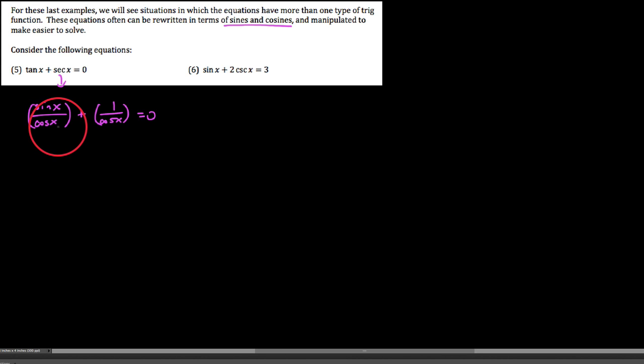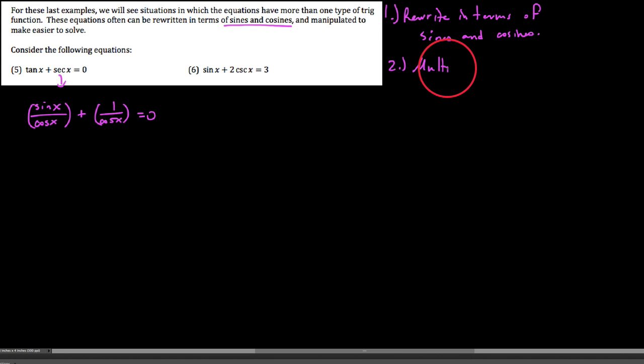And this is something that we can do because there is no way that this cosine of x in the denominator in either of these fractions is going to cause this overall value to be 0. So we can actually lose the cosine of x completely. So our method is going to be this. We're going to rewrite in terms of sines and cosines and then multiply by the least common denominator. So we'd say rewrite in terms of sines and cosines, and then we're going to multiply both sides by the least common denominator.